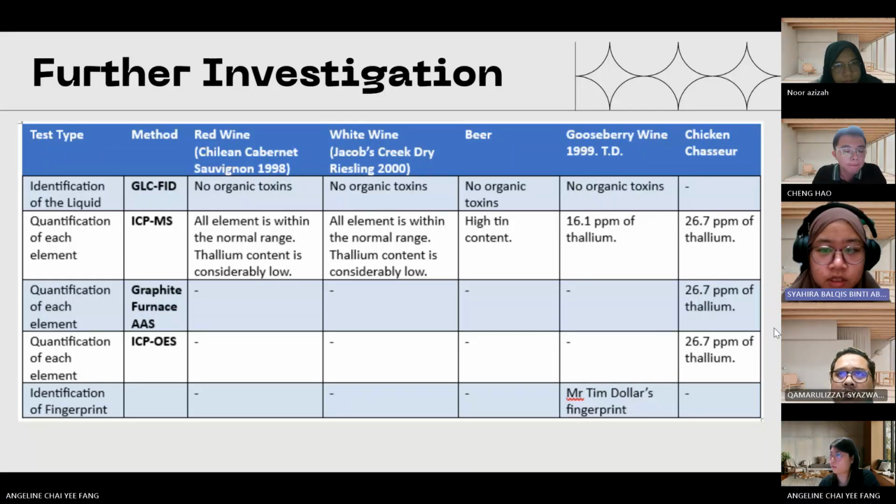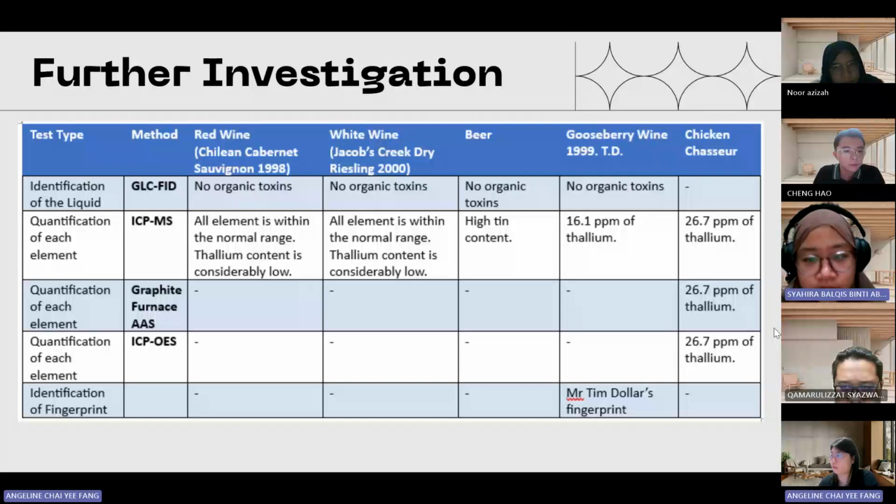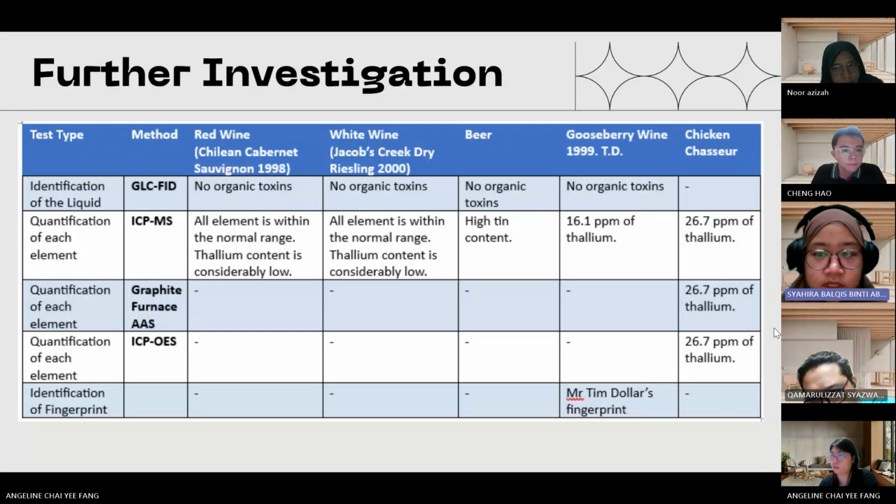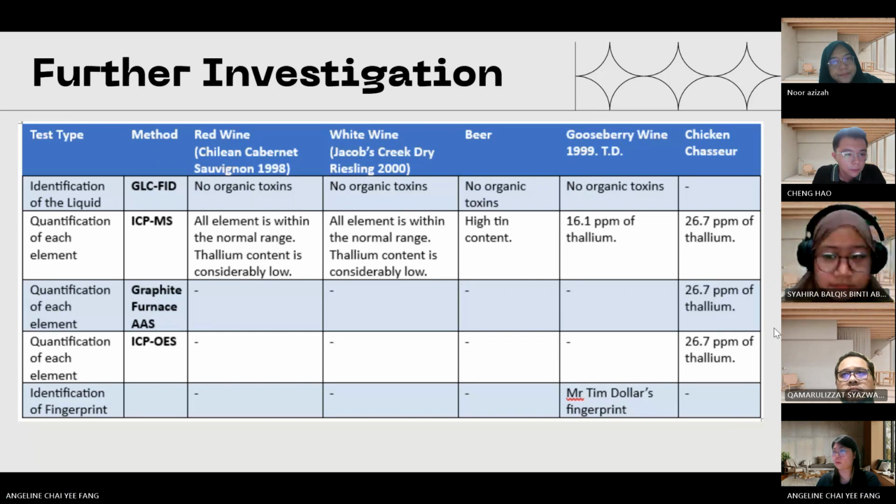Okay, so now let's go over our further investigation results, which focus on identifying and also quantifying toxins in the various substances collected from the crime scene. And we use different analytical methods to examine 5 different samples, which are the red wine, white wine, the gooseberry wine, and also the chicken chaser. So let's go to the first row, which is identification of the liquid using GLC-FID.